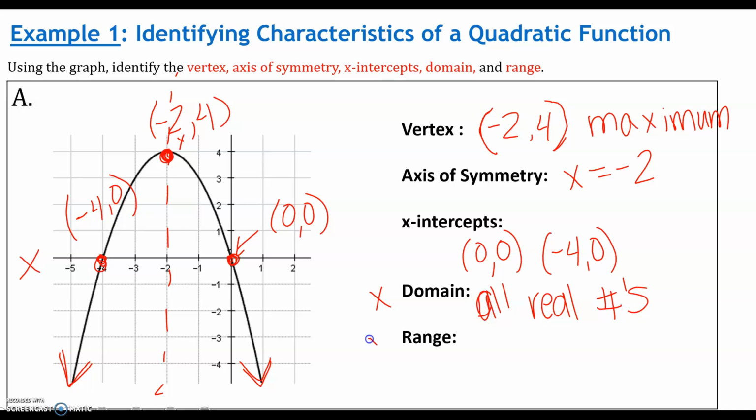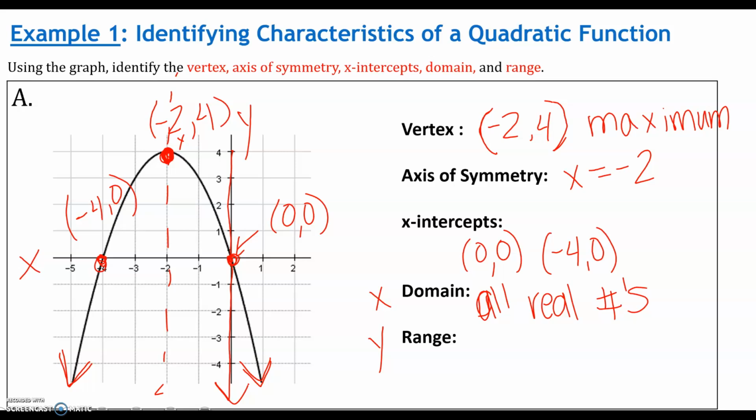Now, the tricky part would be your range. It would be your y values. So your y values would be on your y-axis. Well, let's look at your vertex. Your vertex has a y value of 4, and that's the highest y value it can be. If you look down here, the graph is covering all of these lower y values. So it's not all real numbers because it can't be higher than that 4.